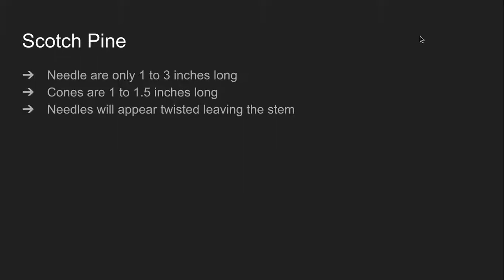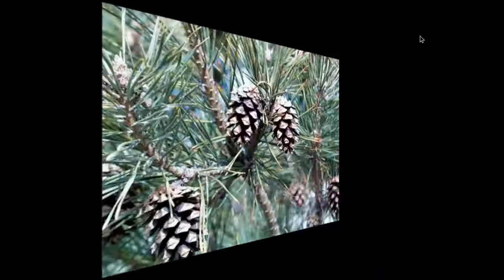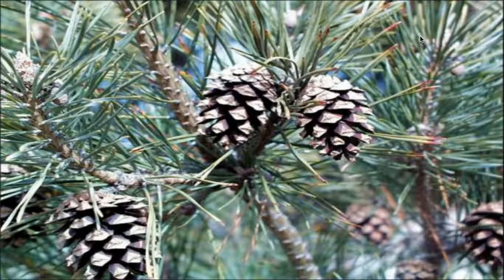The needles will appear to be twisted as they leave the stem. As you can see, a Scotch pine will only grow in clusters of 2. The needles will appear twisted, and they are much shorter. The cones are also much smaller than those found on species such as a white pine, helping you identify it as a Scotch pine. Between the three, I feel this is the easiest to identify out in the woods.